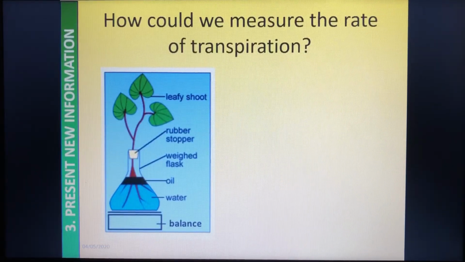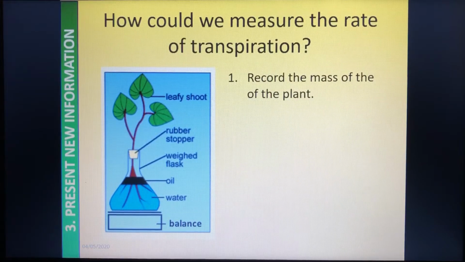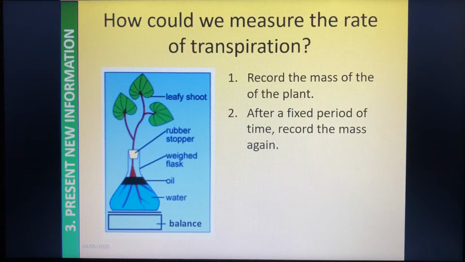Okay, another way we could measure transpiration, we could have a balanced set of scales here, and we've got our plant in its container. We could look at the mass of the plant. The water can't evaporate because there's this layer of oil over it, and then after a fixed period of time we could record the mass again. So we could leave this in a cold room for 24 hours and then look at the mass on the balance and see, has that allowed more water to be lost.